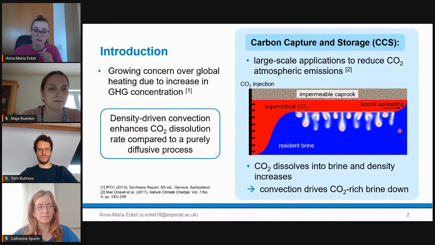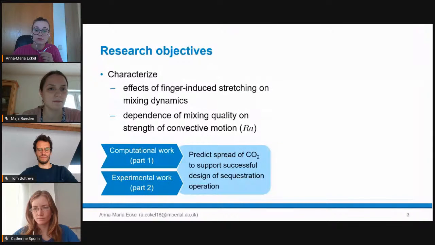The effect can reduce the time in which pure CO2 could leak through fractures in the cap rock and increases the probability for a secure CO2 storage. It is important to characterize the effects this finger-induced stretching has on the mixing dynamics, and therefore we apply numerical simulations and are conducting experiments to predict the spread of CO2 and to support a successful sequestration operation.